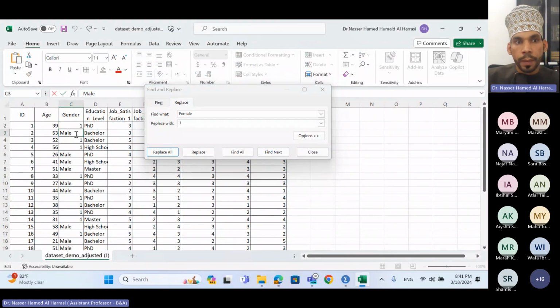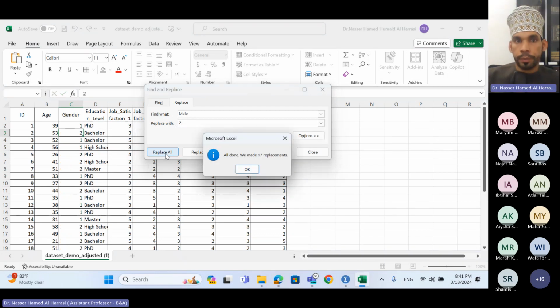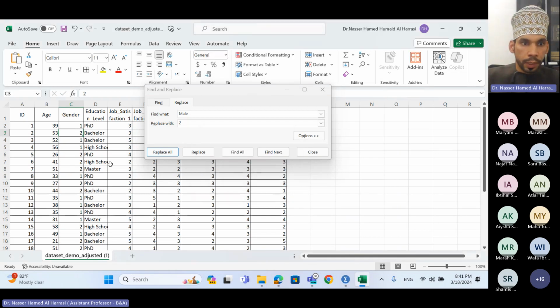Then we will move to the male. For male, we will assign number 2. Then click on replace all. We made 17 replacements. You will see here immediately that female is number 1, and male is 2.